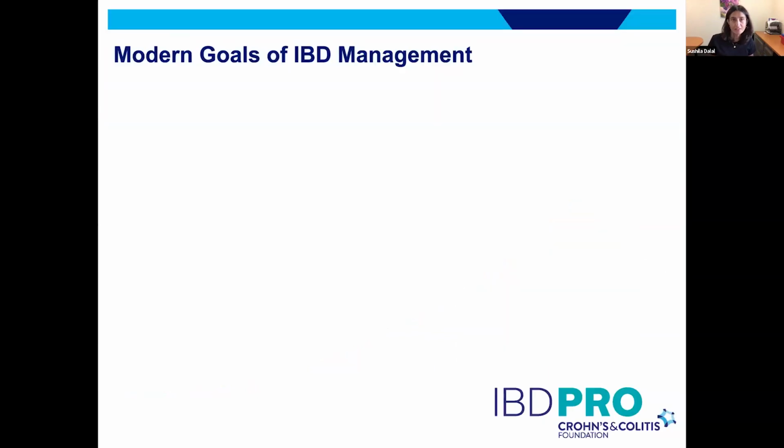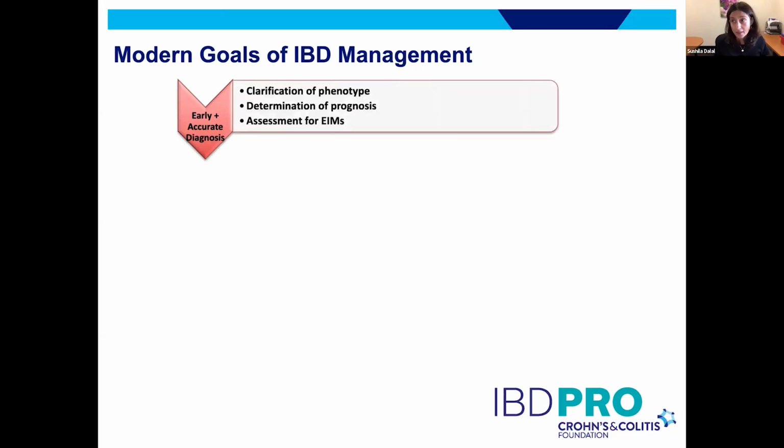Here's the title. So the modern goals of IBD management, I think, are several, and they come in phases. We start at the beginning with early and accurate diagnosis. So we want to clarify the phenotype. Where is the disease located? Because that's really going to matter in how we're going to target our therapy.